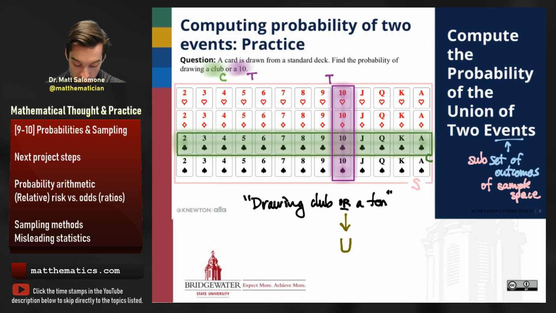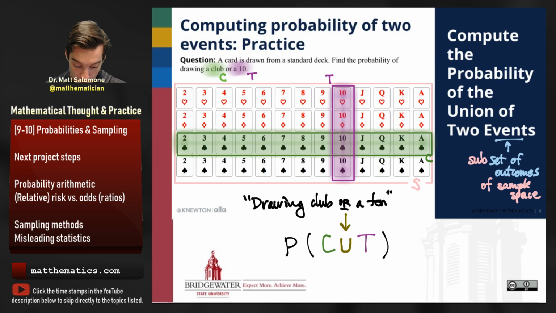And so what we're trying to do here is find the probability of a union of 2 events. And the 2 events are the event of drawing a club, that's my event C, and the event of drawing a 10, that's my event T. So this is why it's called a probability of a union of 2 events, because my compound event combines together the situations in which one of my outcomes occurs or the situations in which my other outcome occurs.